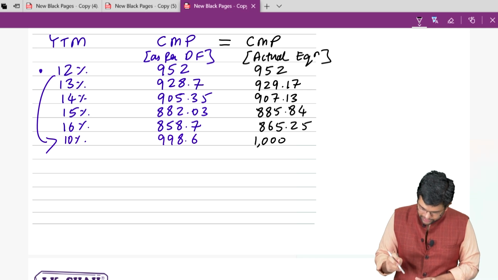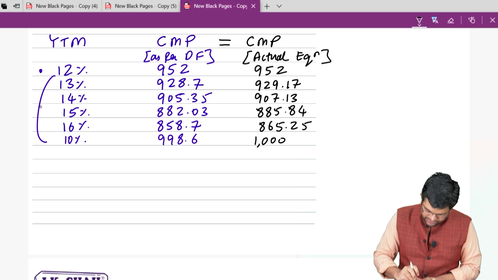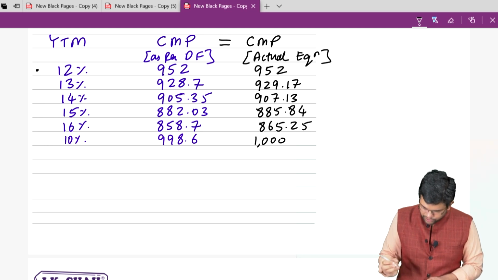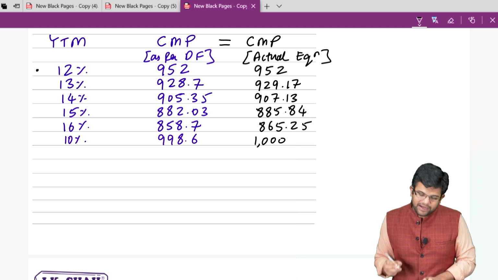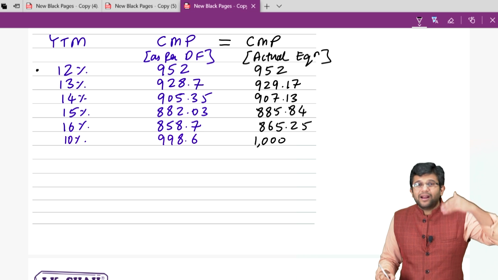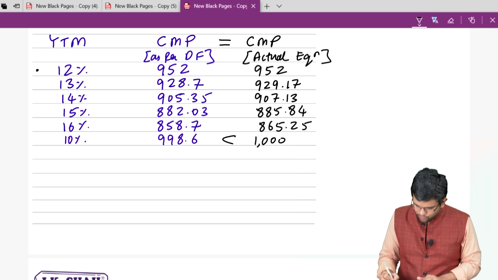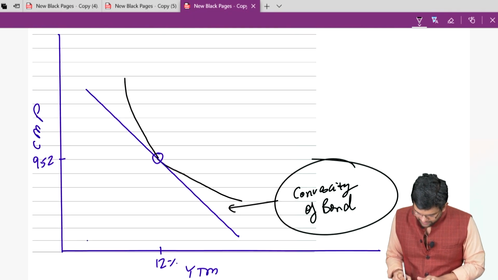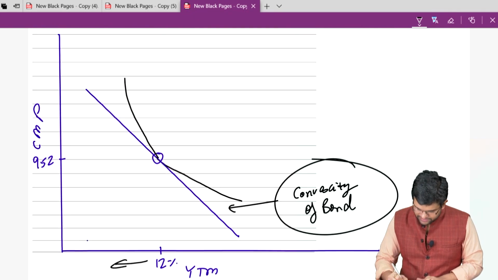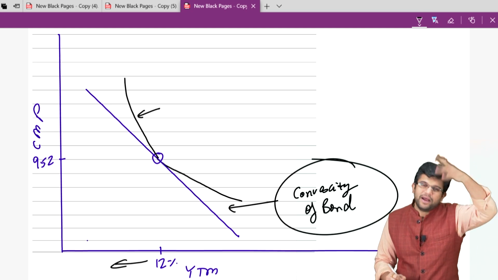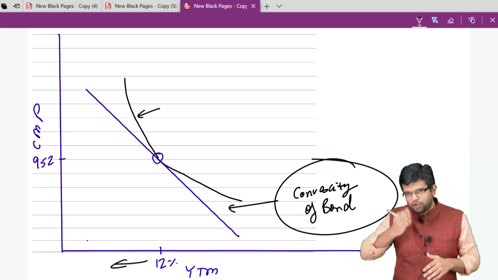Now I will remove these markings here. Can you also see, first of all, that as far as the 10% is concerned, the black markings are above the blue markings? 1000 is more than 998. Obviously, I told you last time that even at YTMs below 12%, this black line will be curving upwards, right? It will have a value higher than the blue line because it's a convex shape.